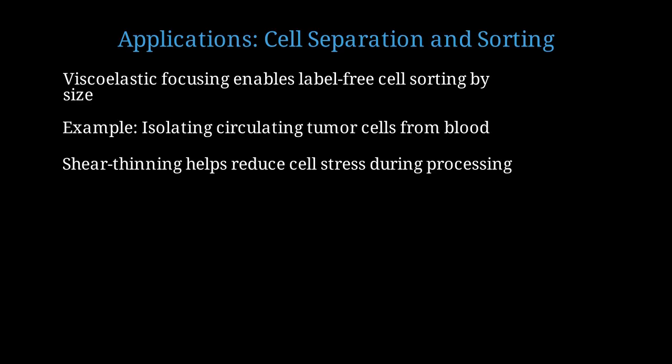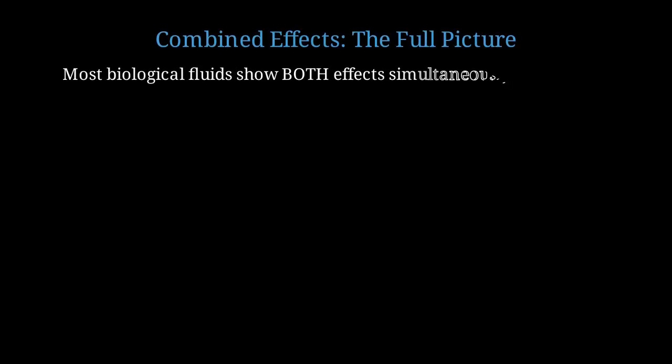They reduce the effective shear stress on cells, minimizing damage during high-throughput processing. Now let's put it all together and see how shear thinning and viscoelasticity combine. Here's the important point. Most biological fluids and polymer solutions show both shear thinning and viscoelasticity simultaneously. You can't just consider one in isolation.